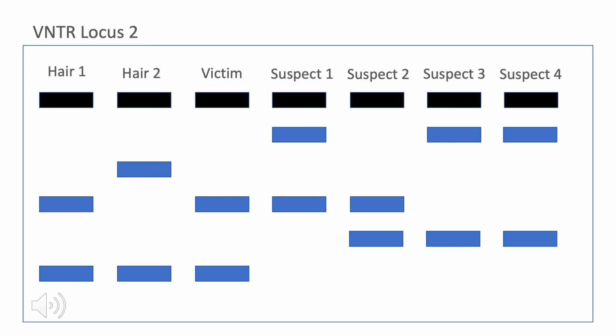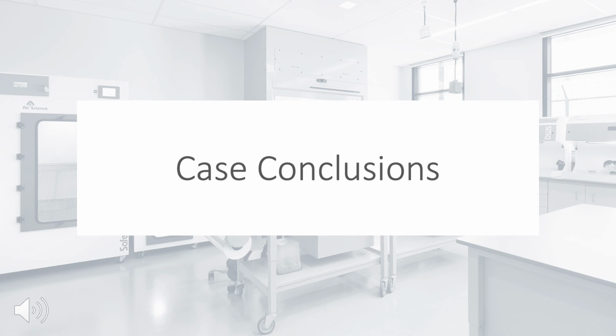The second VNTR locus confirms that hair 1 belongs to the victim, as it matches completely. However, this locus rules out the remaining 2 suspects, as neither of their DNA fragments match the hair 2 sample. Ultimately, the detectives concluded that none of the 4 suspects, who turned out to be the members of the benevolent burglars, were responsible for the injury of the guard.